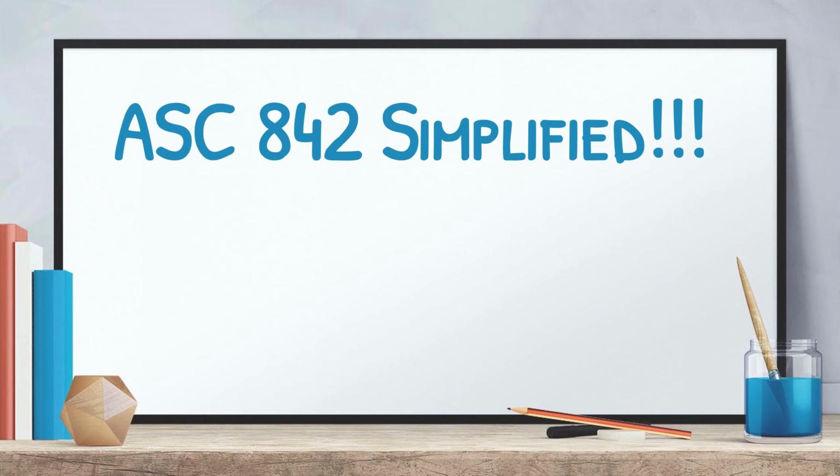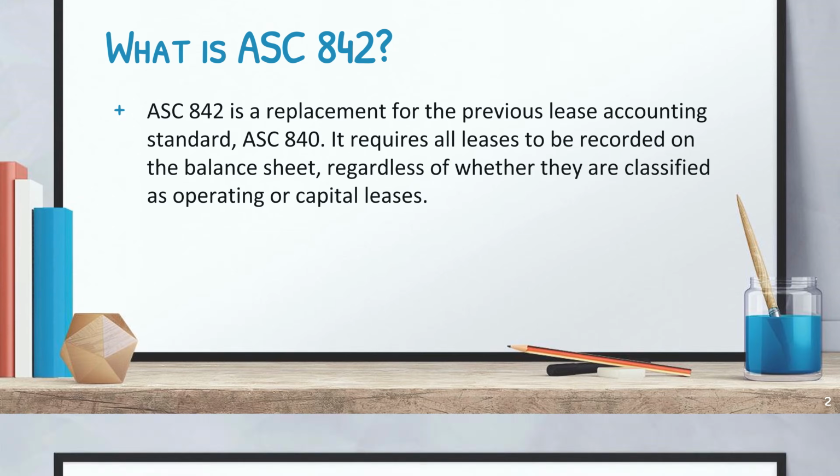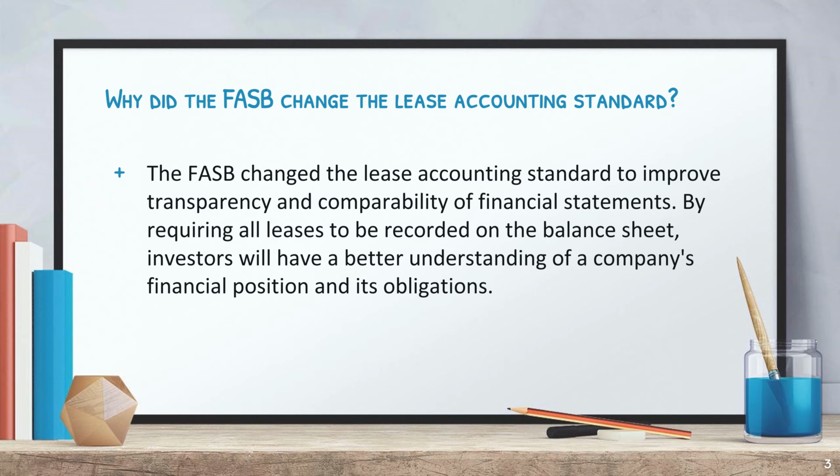In this episode, we will simplify ASC 842, the new lease accounting standard. ASC 842 is a replacement for the previous lease accounting standard, ASC 840. It requires all leases to be recorded on the balance sheet, regardless of whether they are classified as operating or capital leases. The FASB changed the lease accounting standard to improve transparency and comparability of financial statements.